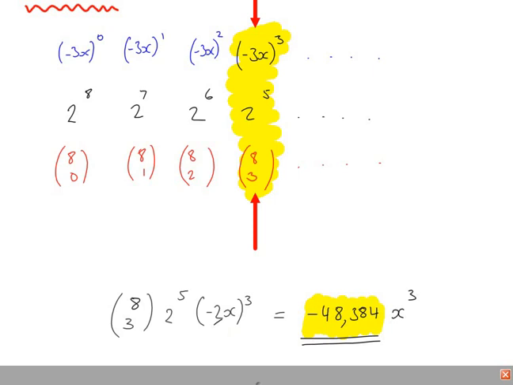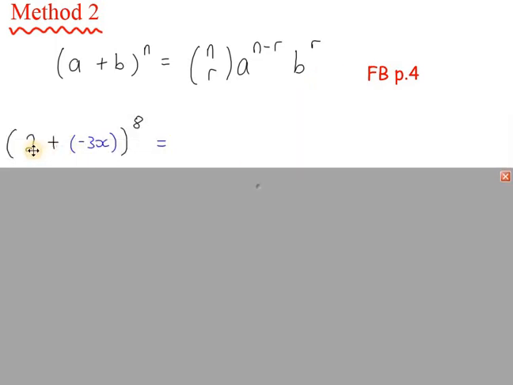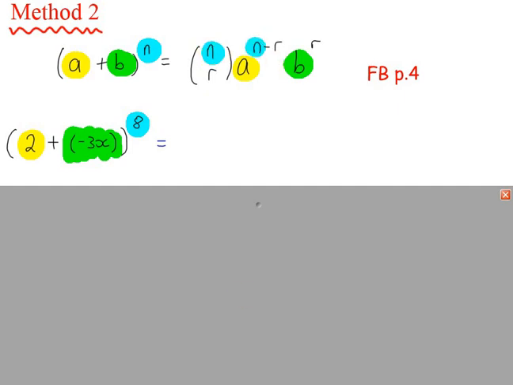Now there's a second method. This is in the formula book, and this will give you any term you like in the expansion. So we start off with what we're going to expand. And if we compare terms, the a is 2, so I need to put 2 here. b is minus 3x in brackets, so I need to put minus 3x in brackets here. And n is 8, so I need to put 8 here and here. The only unknown is the r, and we can figure that out at the end.